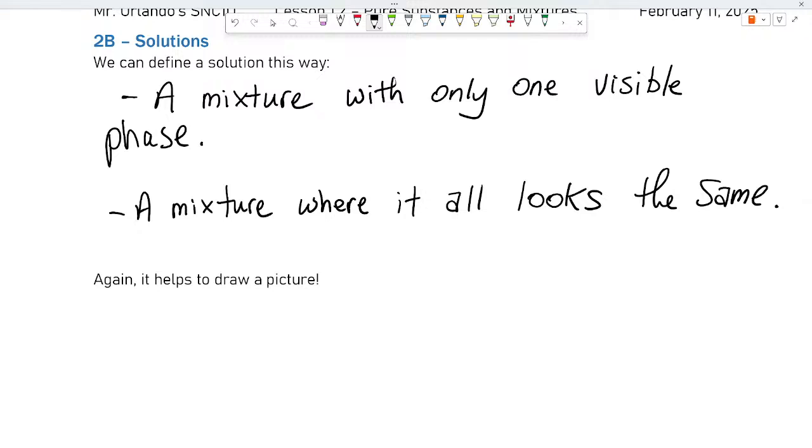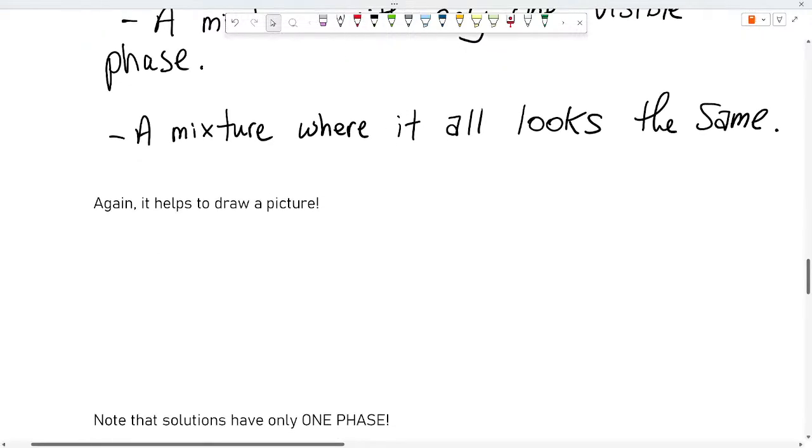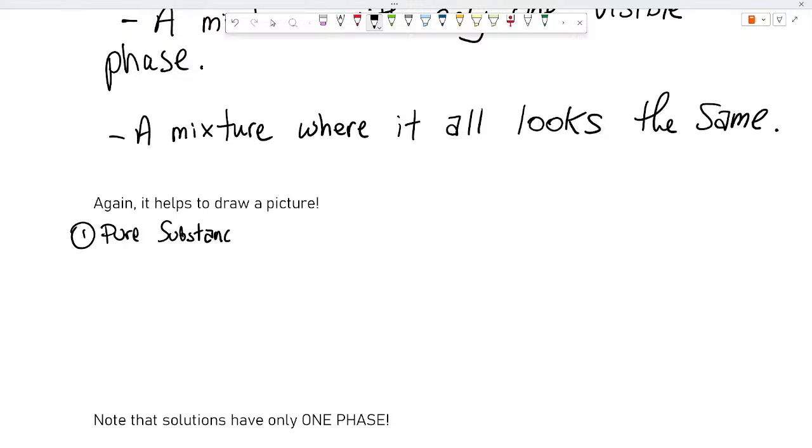So, it can help draw a picture. And here, I'll draw a comparison actually between all three. So I'm going to do the first one not as a mixture. The first one I'm going to draw as a pure substance. And the pure substance we'll draw is just pure water.